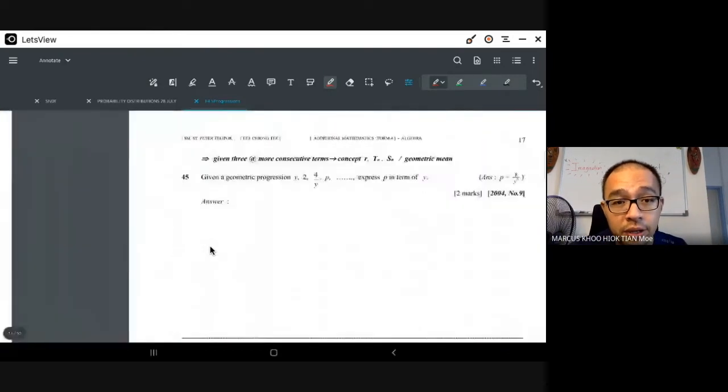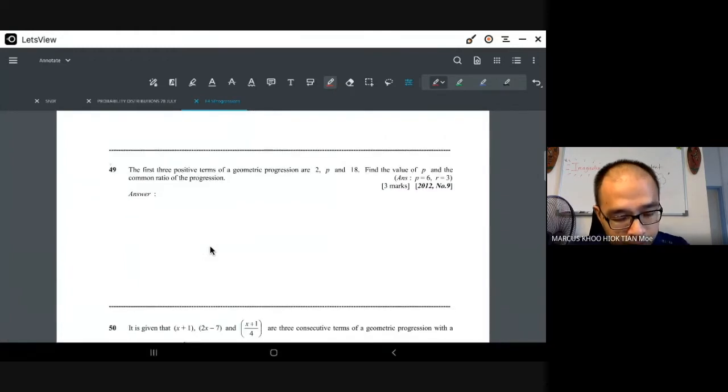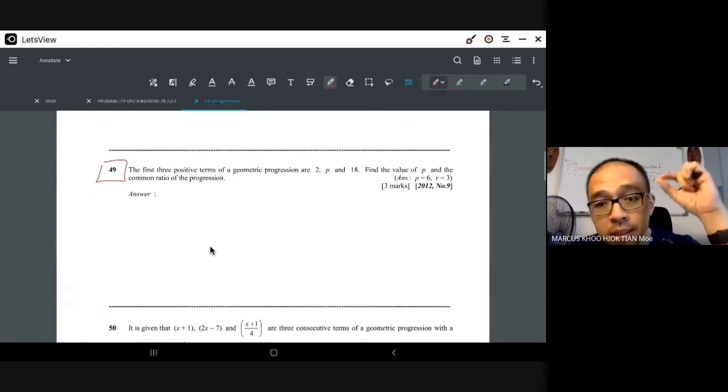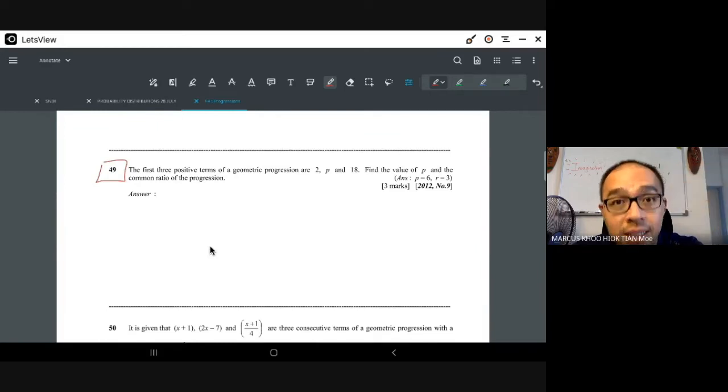Okay, let's try another question. 49. The first three positive terms of a geometric progression are 2, P and 18. When you see these kinds of situations, when they tell you it's a geometric progression, the first thing that you must know is that the common ratio is the same.